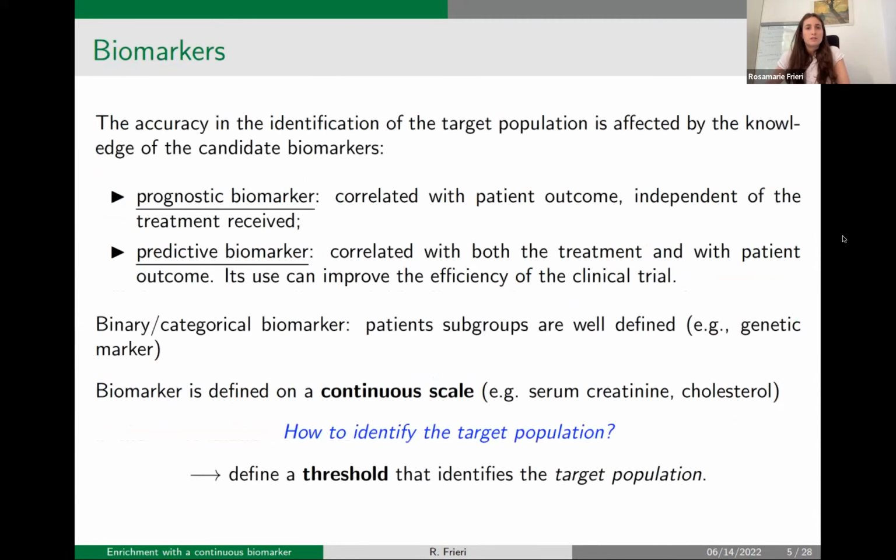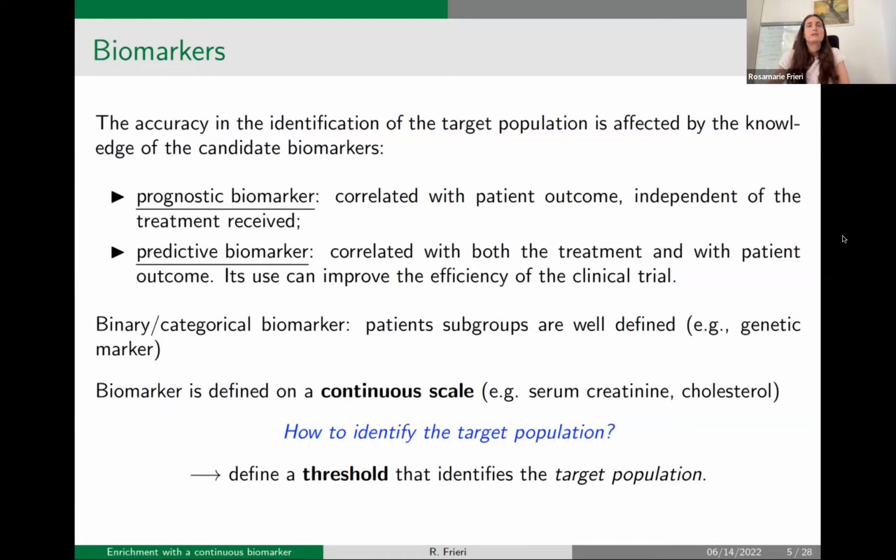So the subpopulation is defined by means of a biomarker, and the accuracy in the identification of the target population depends on the prior knowledge of the candidate biomarker. Biomarkers can be prognostic and predictive. A biomarker is prognostic when it's correlated with patient outcome, independently of the treatment received. A biomarker is predictive when it's correlated with both the treatment and the patient outcome. Especially, a predictive biomarker can be used to improve the efficiency of a clinical trial.